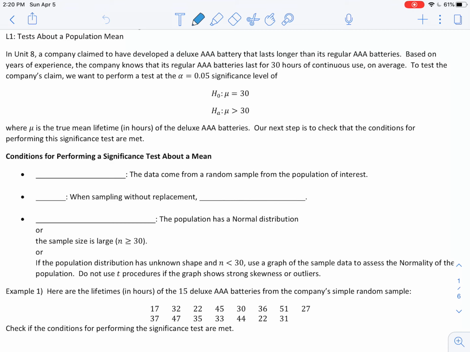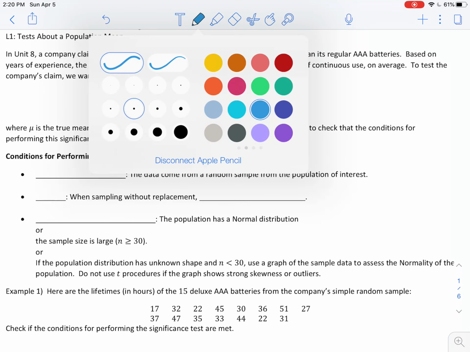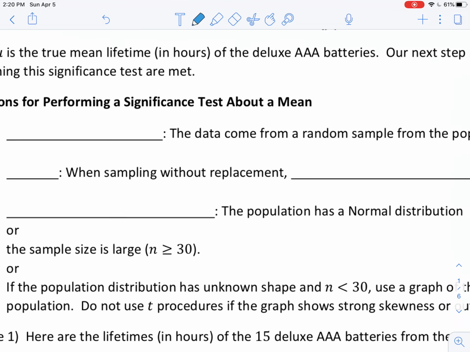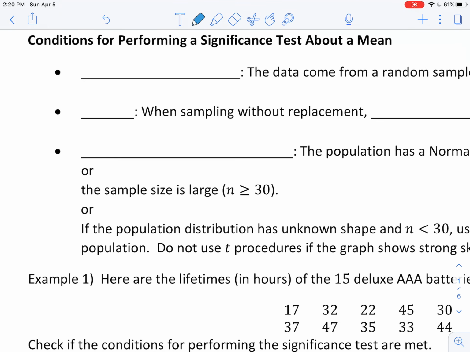So we're talking about testing a population mean. There is a problem in Unit 8 about a battery company, and they're thinking that this new battery is going to last longer than their old battery. So we have two claims. We're going to assume that the average duration for this battery is 30 hours. We're assuming it because it's in the null hypothesis. We assume the null is true until proven otherwise. But somebody's claiming that it's going to last longer. So we're thinking that mu is actually greater than 30. And mu has been defined as the true mean lifetime in hours for these batteries.